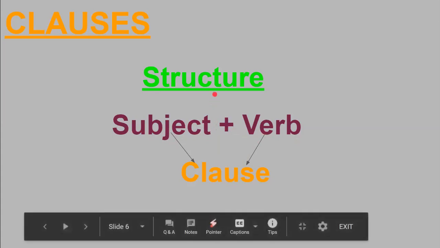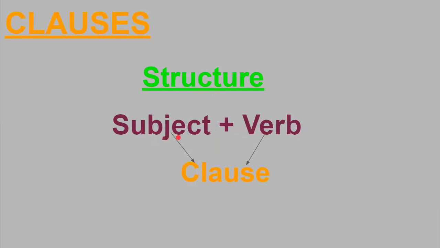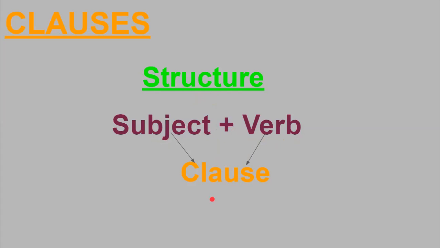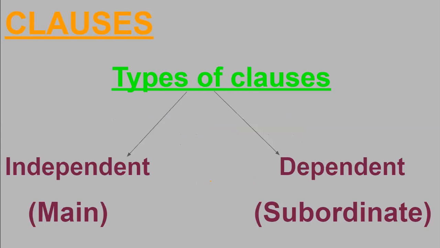The structure of a clause is very simple. What is present in a clause? A subject, which is a noun or pronoun, and a verb, the action that the noun or pronoun is doing. These two things make up a clause. Okay, students, so we have read the structure of a clause also. So coming to the next slide.